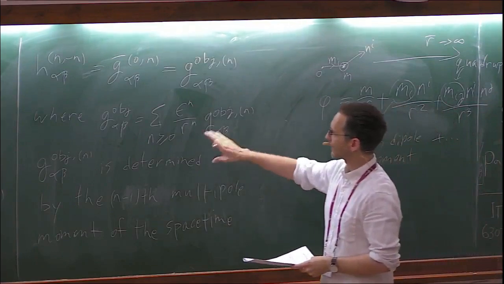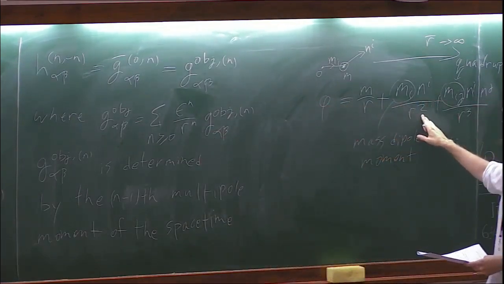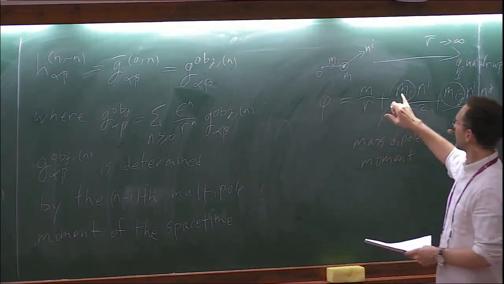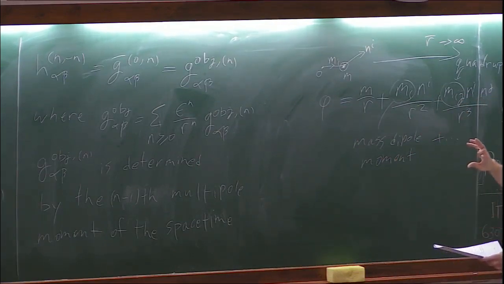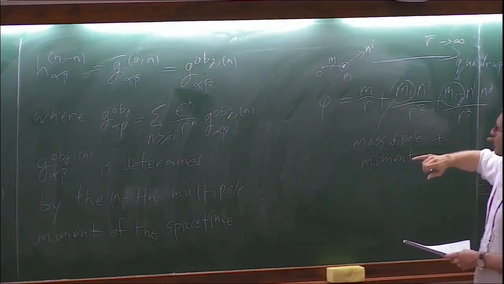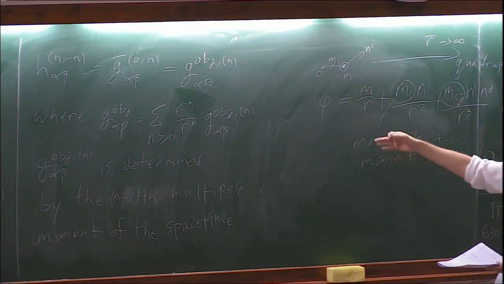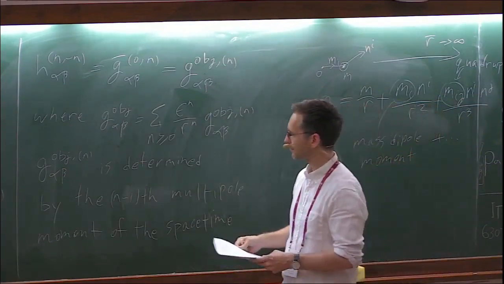But one thing that's different about GR than about electrostatics or Newtonian gravity is that you actually double the moments. So you don't just have a mass dipole moment and a mass quadrupole moment. You also have a spin dipole moment, which is just spin, and you have a spin quadrupole moment, and so forth. So the only one where you don't double it is just the mass.